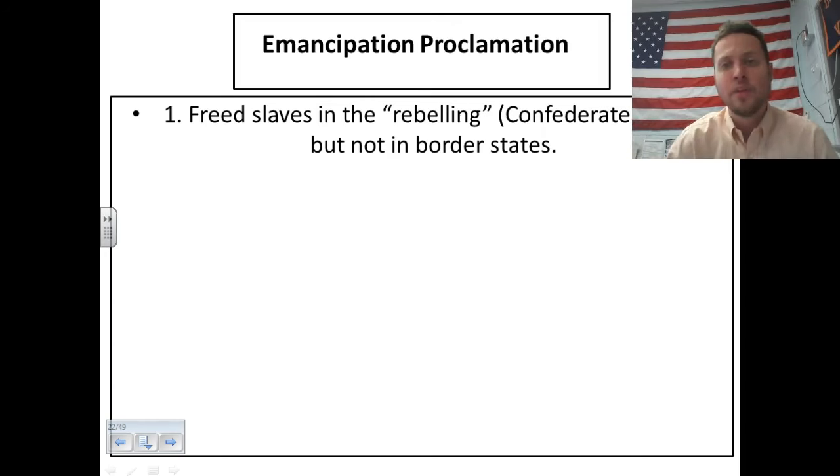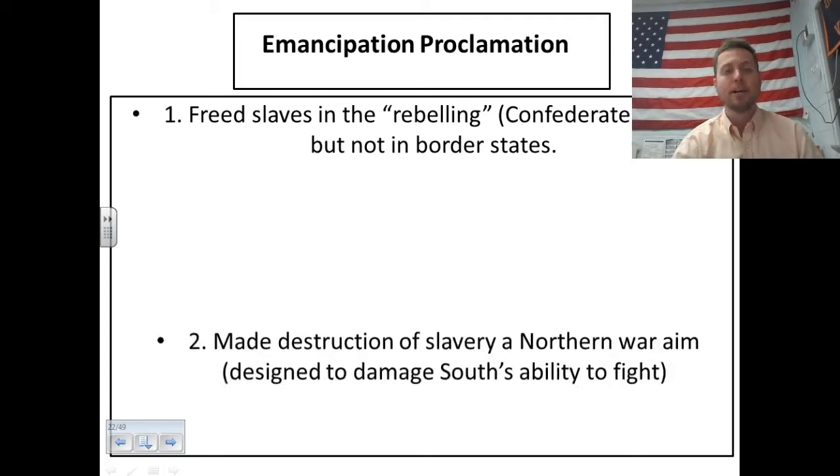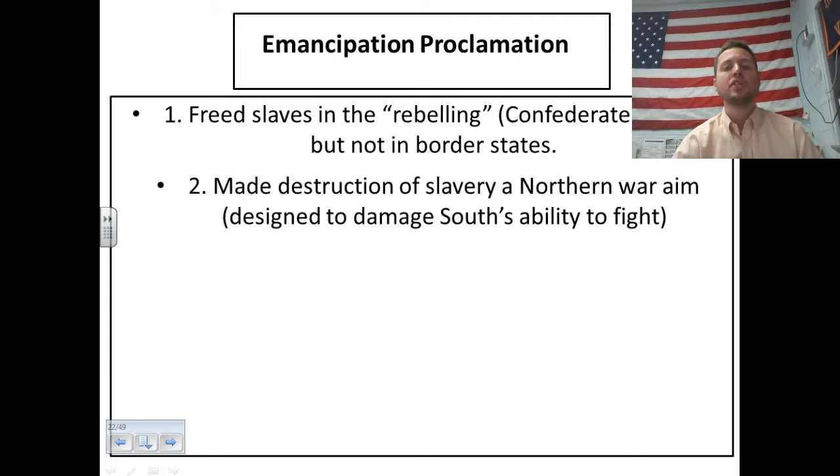It didn't. It only freed the slaves in the South, and only when the Union Army went to the South to free the slaves, okay? Did not free everybody. 2, made destruction of slavery a Northern war aim. Okay, it was designed to damage the South's ability to fight. The South used their slaves to do work while they fought. Well, if no one does work, that's hard for the Southern economy. So it's designed to make it harder to fight.